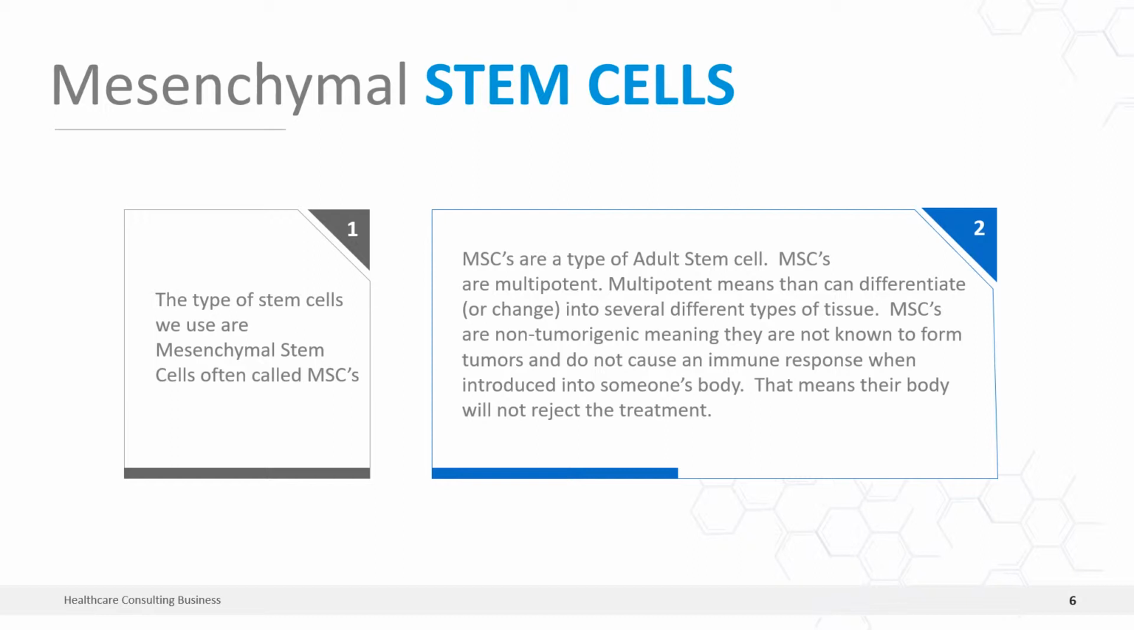So those are not the type of stem cells we use. Remember, we're here talking about mesenchymal stem cells, or MSCs. They are multipotent, meaning they can only turn into several different types of tissue, and these are the types of tissue we're looking for it to turn into: ligaments, cartilage, muscles, etc. And they're non-tumorigenic, meaning they do not turn into tumors. The other cool thing about these mesenchymal stem cells is they're immunoprivileged: they produce a molecule that basically hides them from your immune system, so your immune system doesn't attack them.